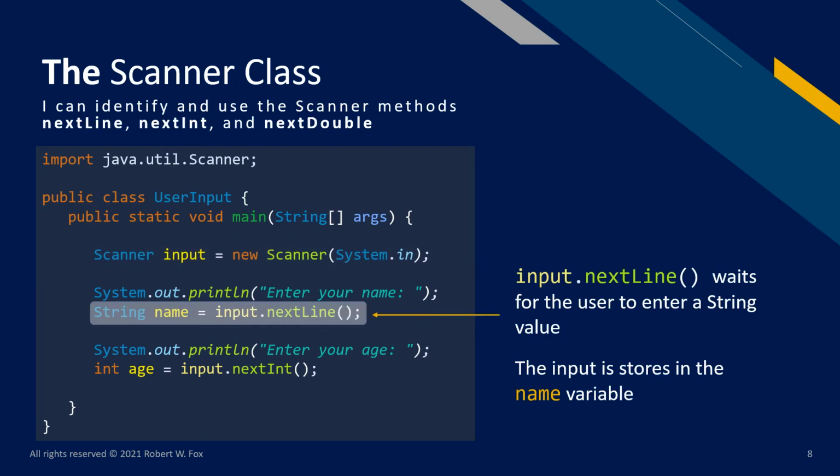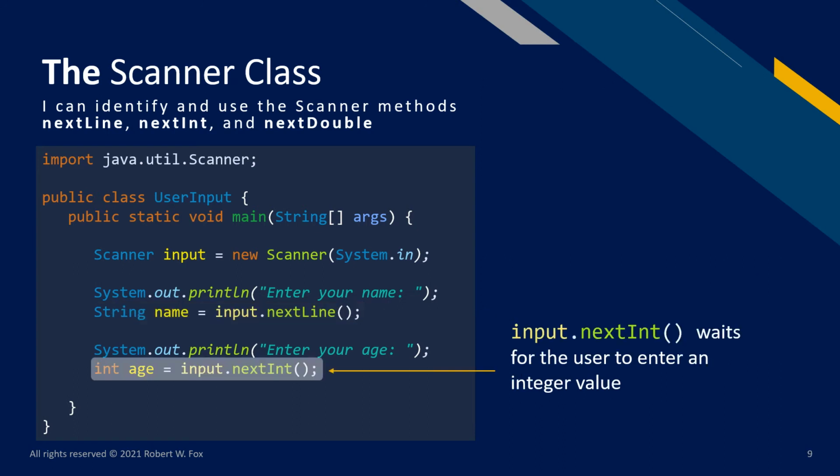Once we've created our scanner variable, we can begin asking the user for input. And so the highlighted line shows how we would ask the user to enter their name. Notice we make a variable string name and set it equal to input.nextLine. Input.nextLine waits for the user to enter a string value, and whatever they enter will get stored in the name variable. It's important to note that the word input here is not an accident. I'm using the word input because that's what we named our scanner variable. If we named our scanner variable avocado, we would be saying avocado.nextLine.